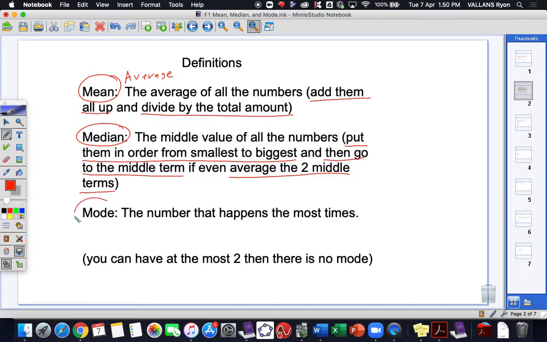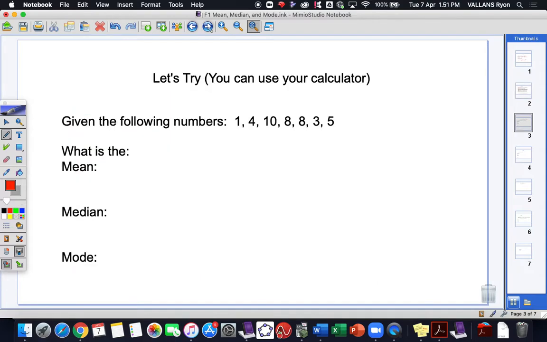The mode just happens to be the number that happens the most. Here's the key part with mode. You can only have 2 of them at the most. If there's more than 2, then there's no mode. So if there's more than 2 numbers that happen the most times, there's no mode. But if there's 2 of them, then it works. So trying this out, I'll talk through this one.